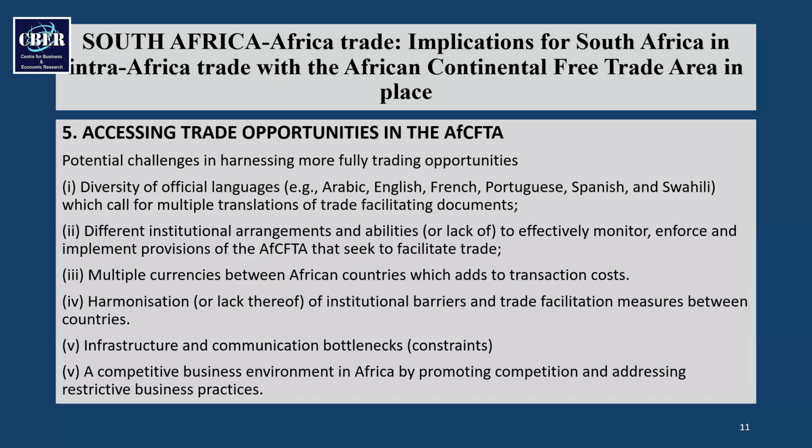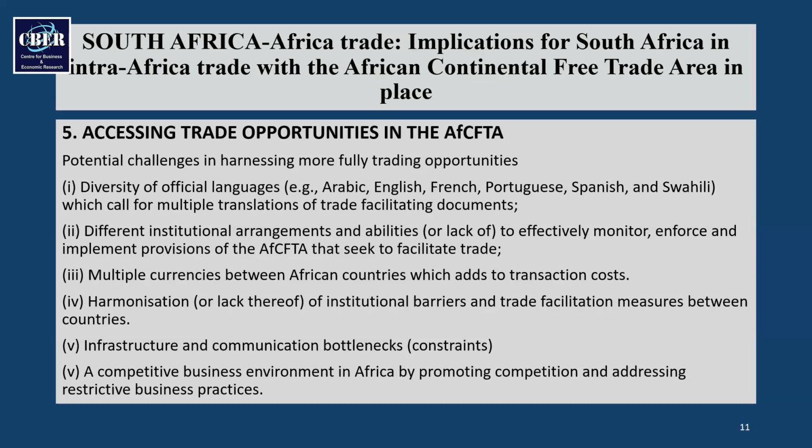The second challenge is the different institutional arrangements and abilities, or lack thereof, to effectively monitor and enforce the implementation of the provisions of the African Continental Free Trade Area to facilitate trade. While South Africa has strong institutional arrangements and abilities, these may be lacking in the other African countries with which South Africa has to trade and whose markets it has to access, and that will have negative implications for South Africa's ability to access those markets.